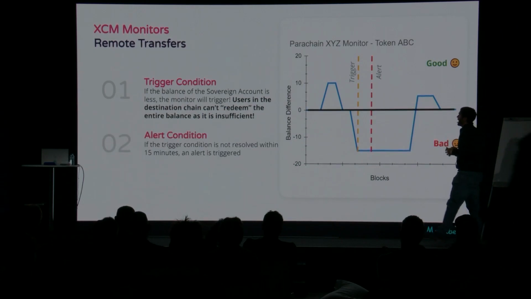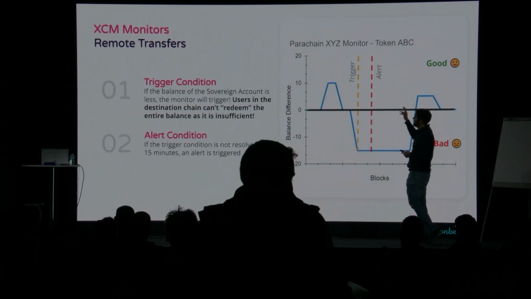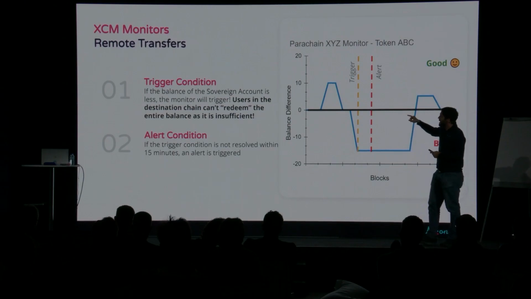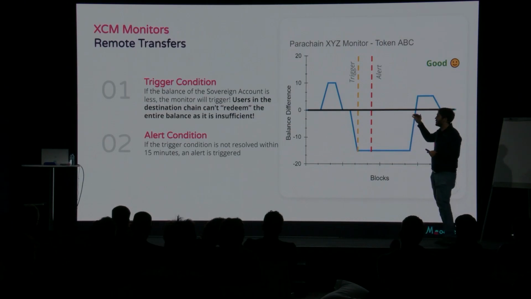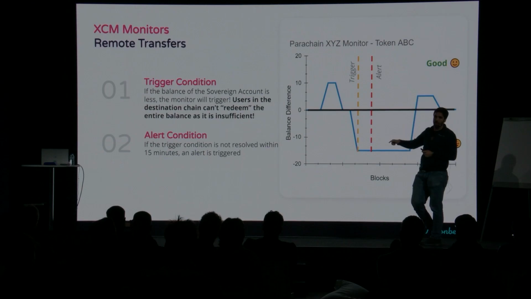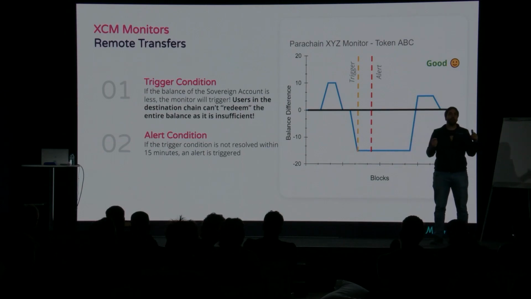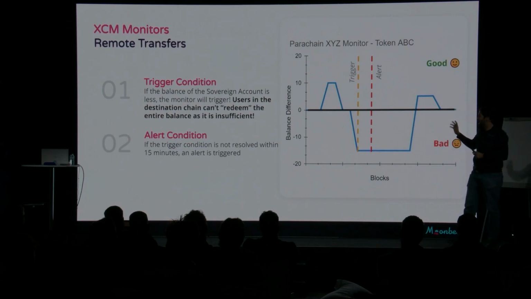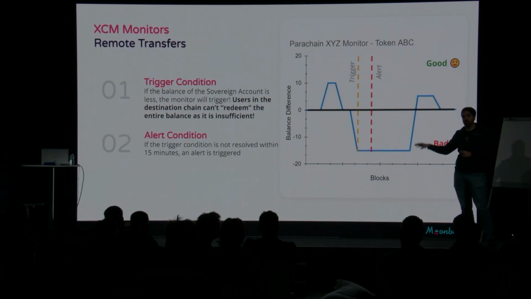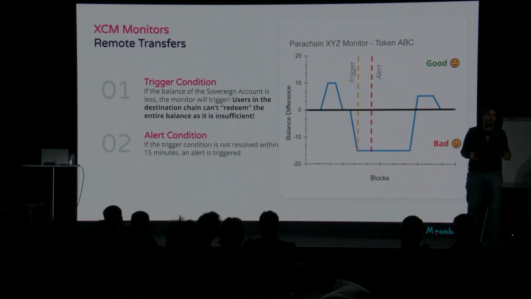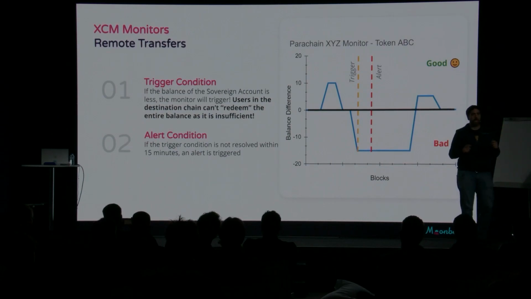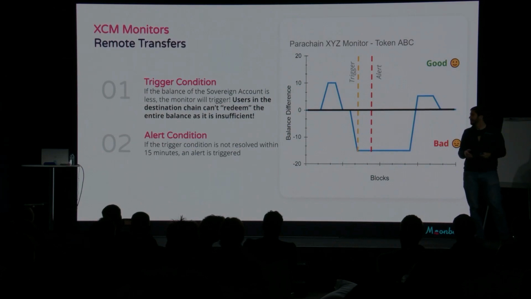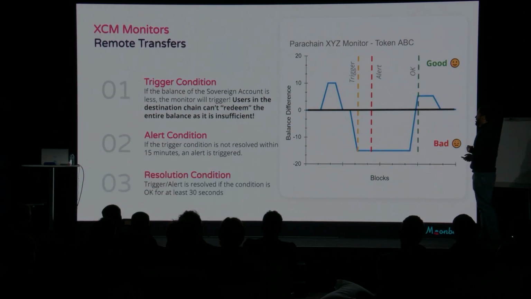So the first thing that happens in our monitors is that we have a trigger condition: as I said before, if the balance of the sovereign account is less than the total supply, the monitor will trigger. But this would not actually alert us, the team, saying, hey buddy, check this out, there's something going on. That happens if this condition is not resolved within 15 minutes. That is when we get an alert in our internal monitoring system saying, check this out, there's something weird going on, please review it.